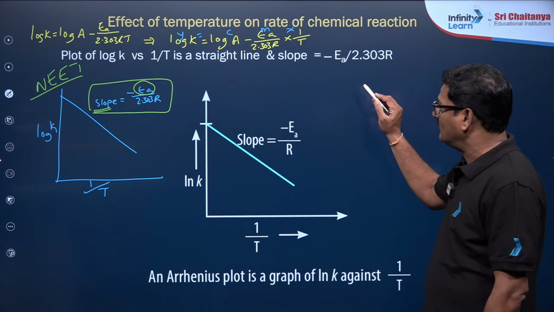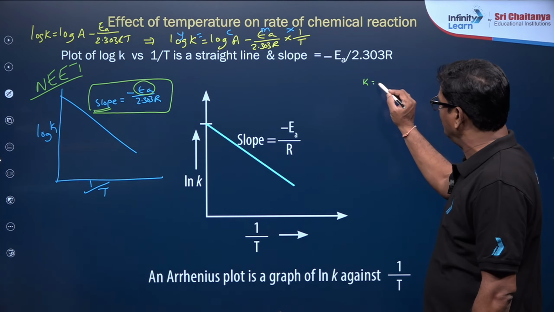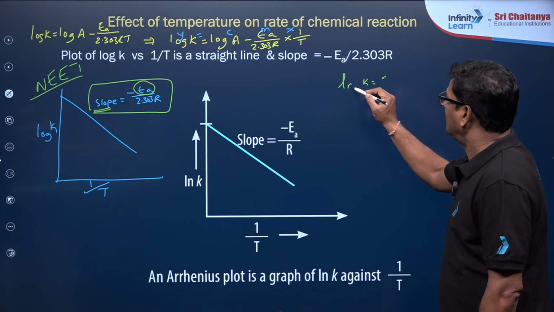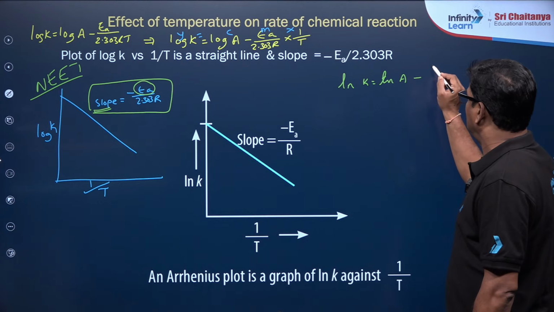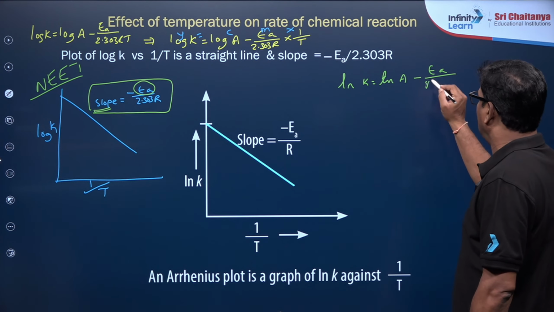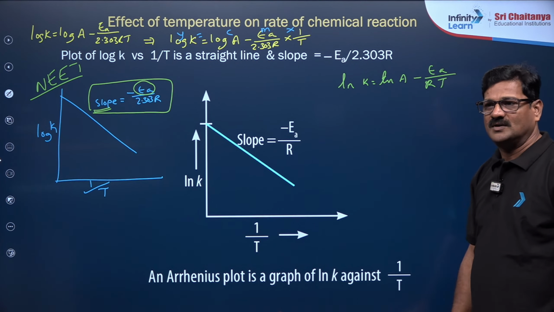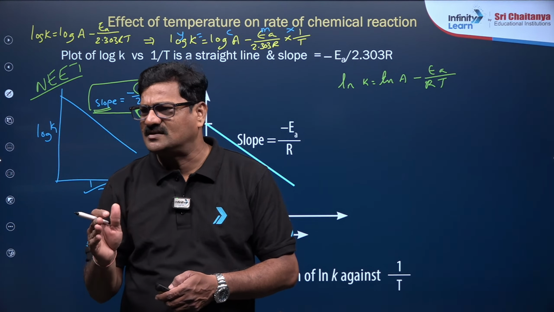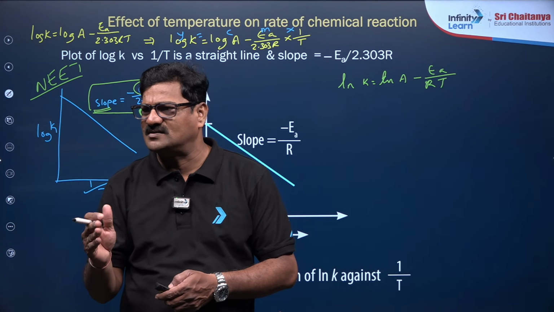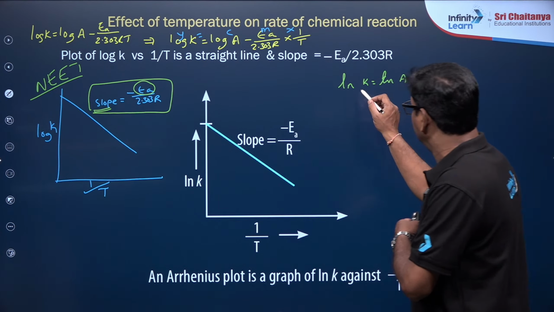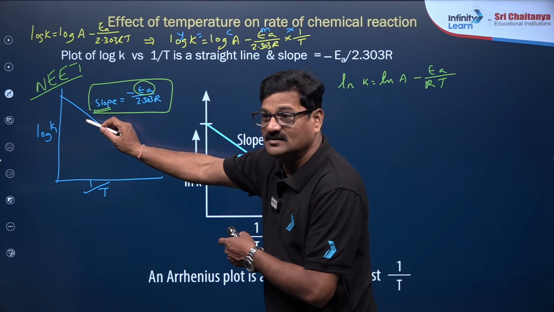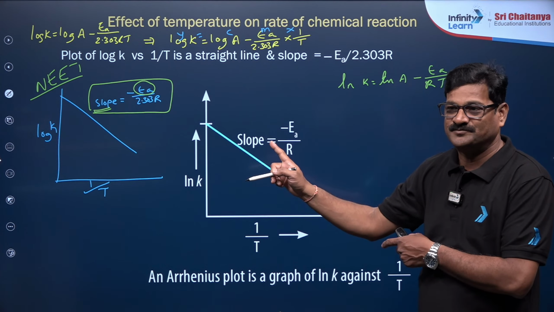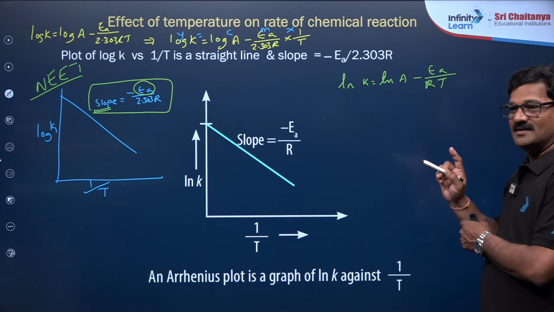Fine. Now, again, ln K is equal to ln A minus EA by RT. It is a natural logarithm. A student asks: Sir, in the previous slide, when the base is 10 it is called a common log, but you said that log is a natural log. This is a natural log, and this is a logarithm to the base 10. Is that okay? Hope you understood? Any doubt?